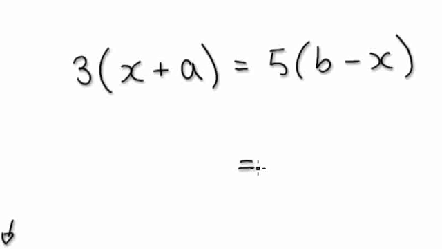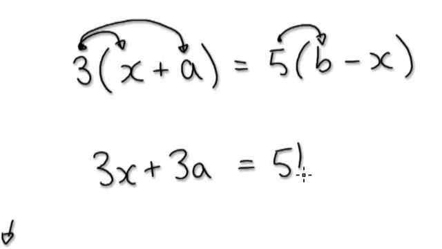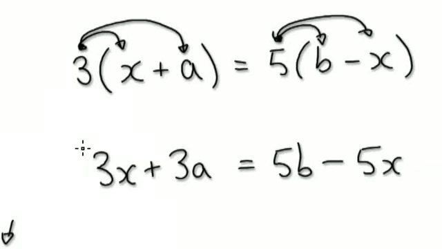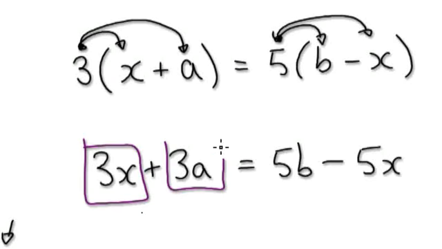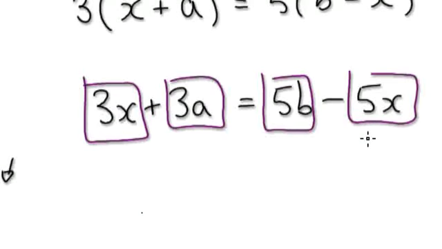Okay, let's break it up. This times this will be 3x. Now this times this will be plus 3a. And then this times this, which is 5b, and then this times this, which is minus 5x. So now visualize it as one block adding this block equals this block take away this block. Get all the x's on one side.